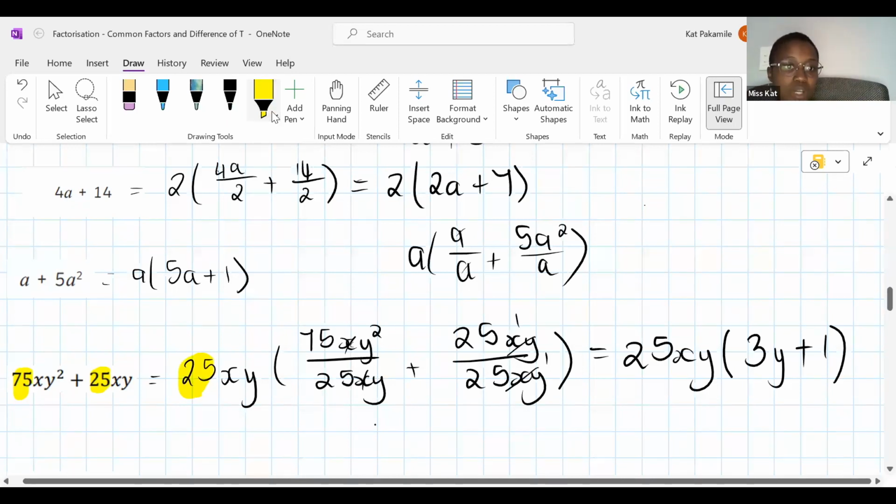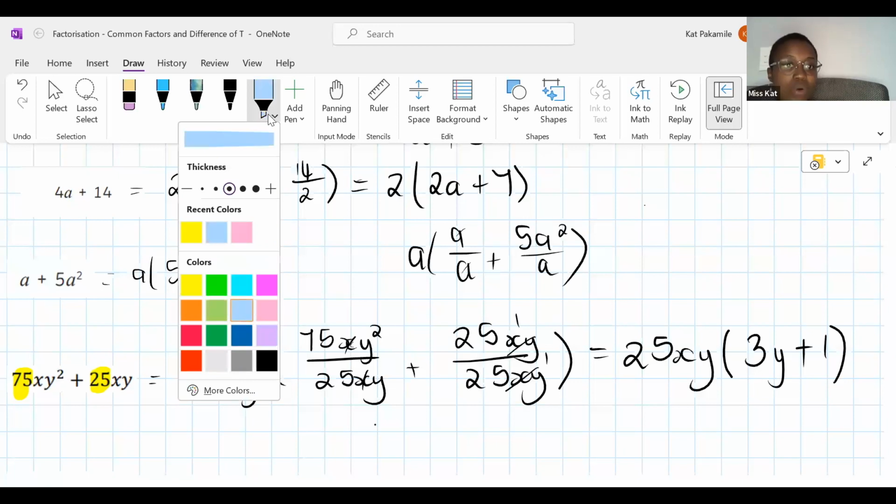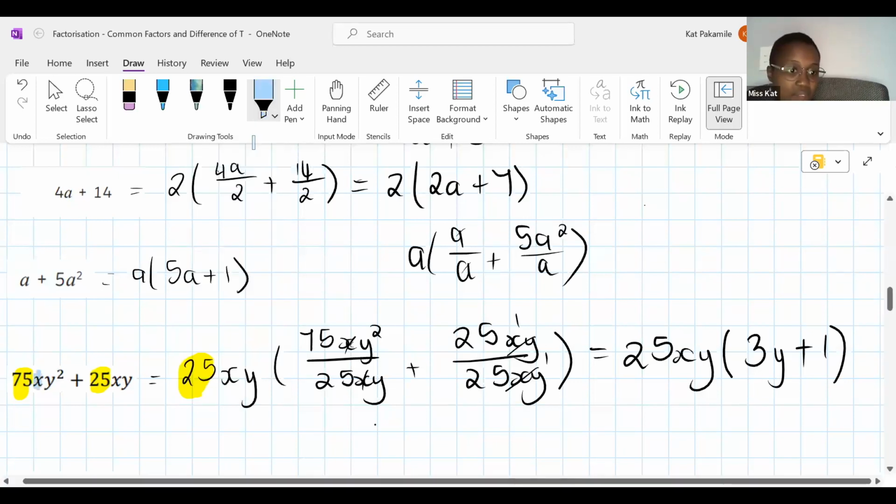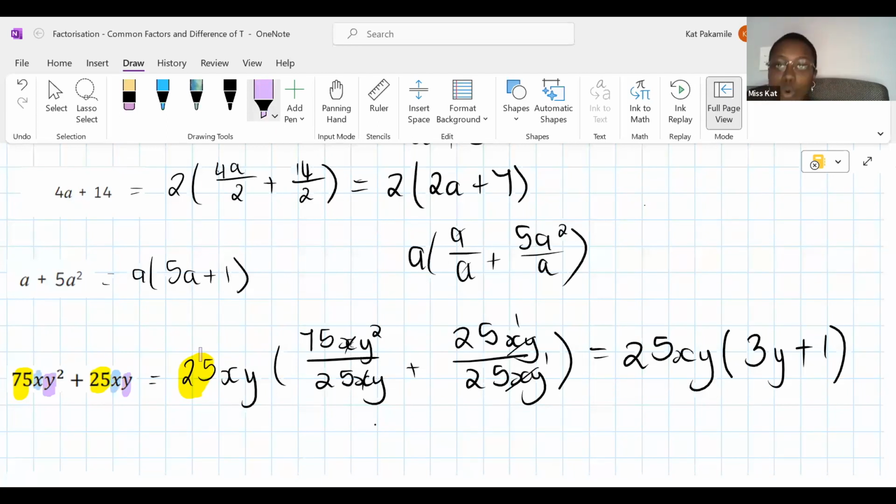Cool, so we've dealt with the numbers. Then we go and deal with the variables. They both have 1x, 1x, and they both have 1y, 1y. The key word here, guys, is both. Okay, 75 has 2 y's, but we want what they have in common.